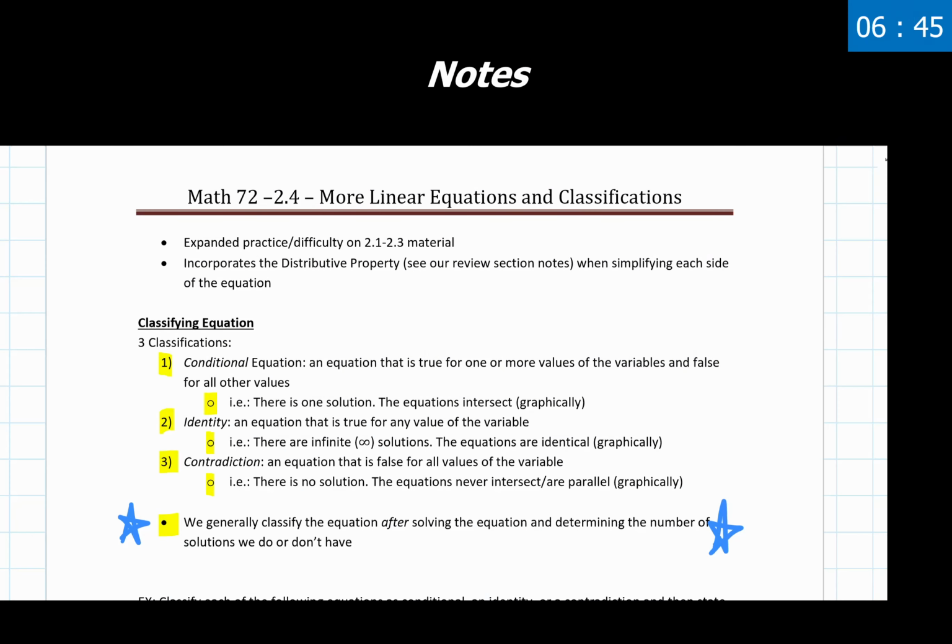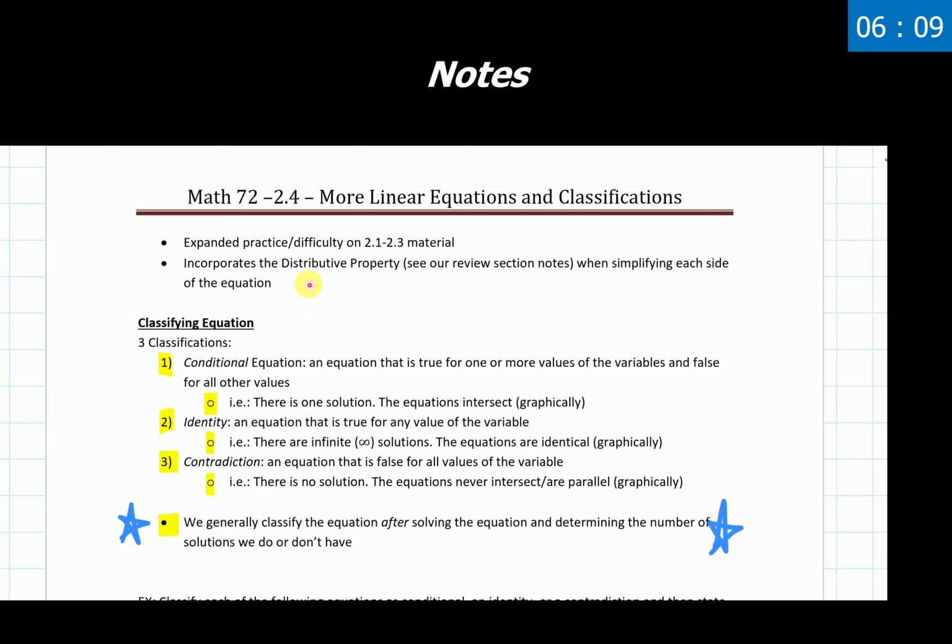Today we're going to be taking a look at more linear equations and how we end up classifying them in one of three categories. It should be noted right from the get-go that a lot of what we are going to be doing is just expanded practice and expanded difficulty from the 2.1 to 2.3 material. If you need to go back and take a look at the 2.1 and 2.3 lecture video on those particular sections, then I'd recommend doing that right now, because a large chunk of this overall process is going to be using what we learned in 2.1 to 2.3.